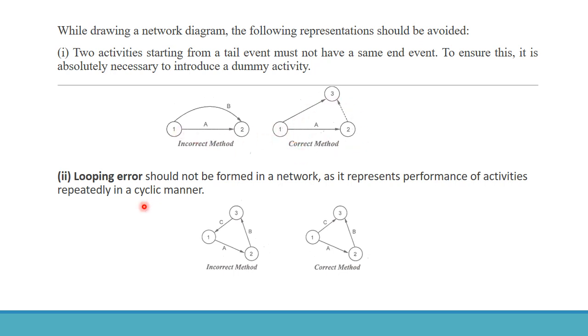The looping error should not be formed in a network. It represents performance of activities repeatedly in a cyclic manner. So this is actually the incorrect method. So we have events 1, 2, 3, so that should go like this: 1 to 2, 1 to 3, and 2 to 3, like that. It will go like this.